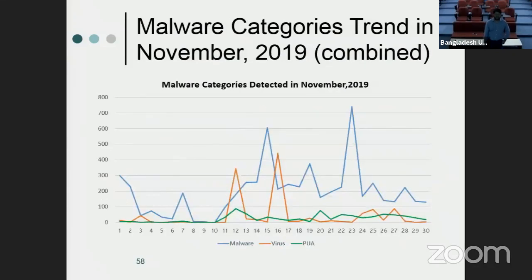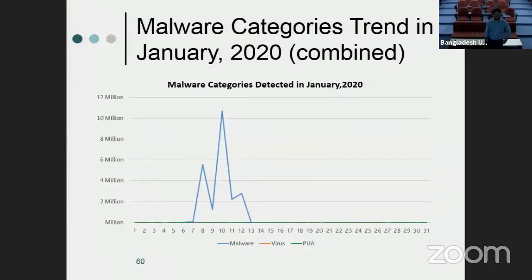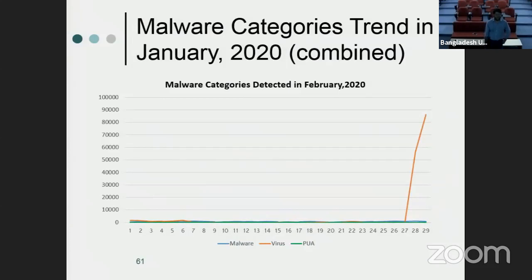Okay, so this is for November, December. In December we see an attack in the beginning of the month. And in January there is an attack in the middle of the month, on the 10th and also on the 8th. And in February there is a virus attack at the end of the month, which changes the whole behavior. The whole month is almost flat, but on the 27th and 28th a huge virus attack came into the system.